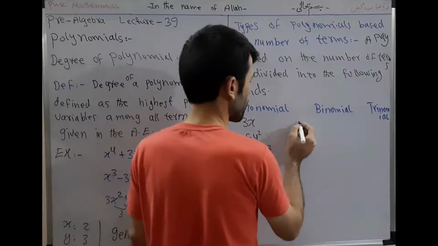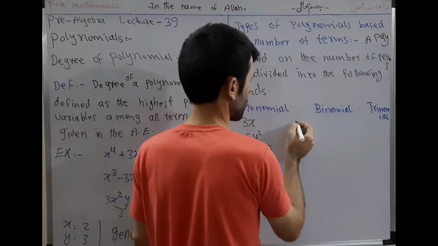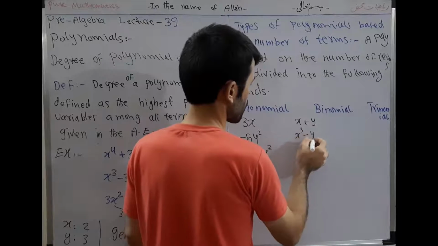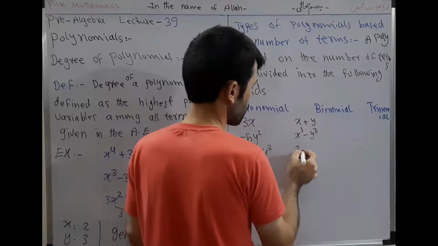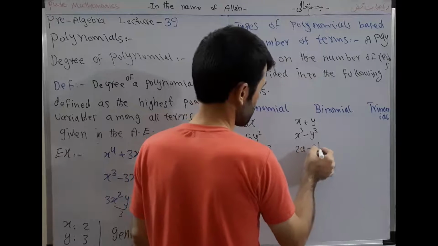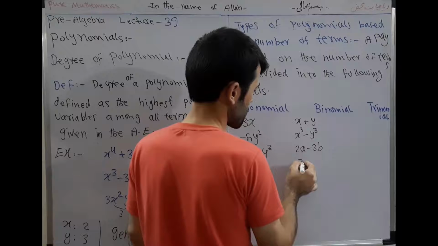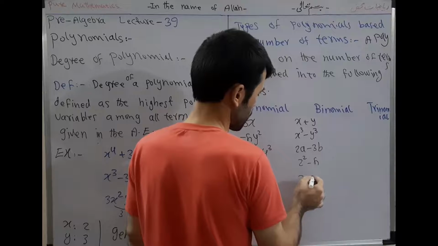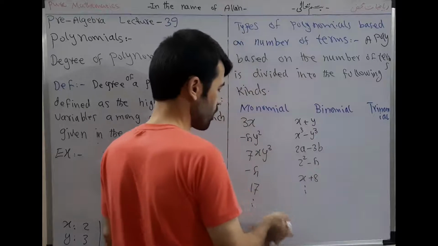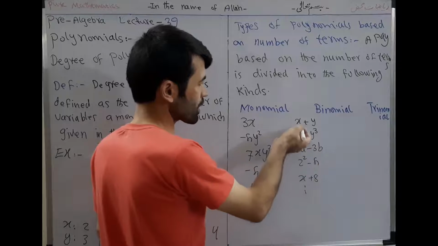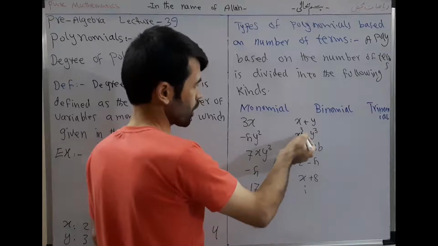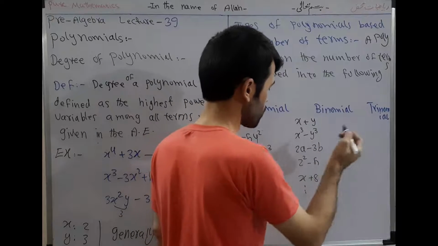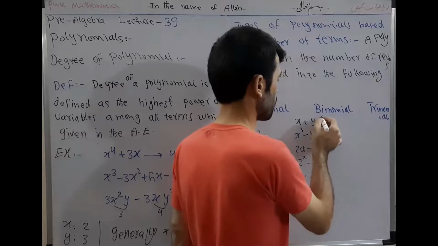Also binomial, the polynomial which has two terms: x plus y, x cube minus y cube, 2a minus 3b, z square minus 5, x plus 8, and so on. They are binomial because they have two terms.